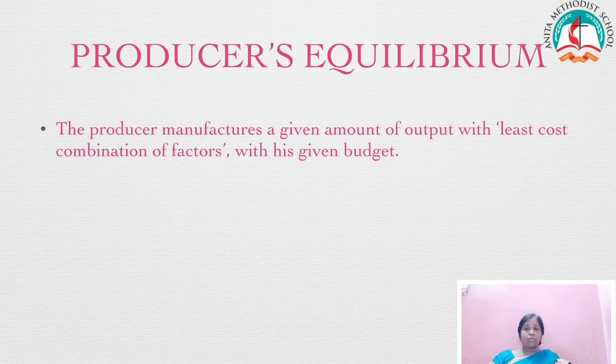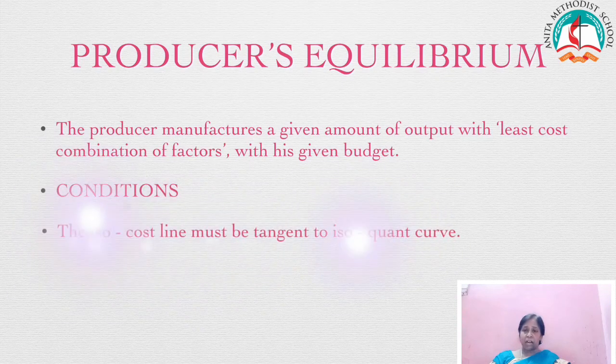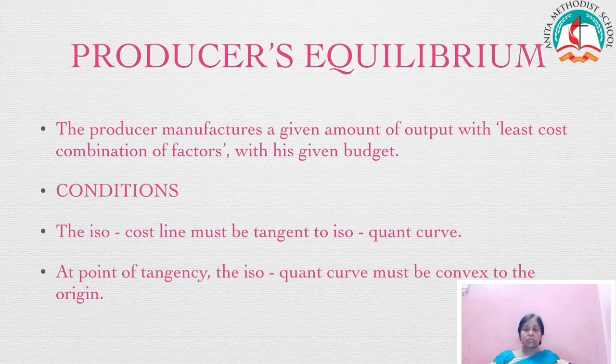For this, we have two conditions. First, the iso cost line must be tangent to the isoquant curve. The iso cost line is nothing but the budget line, which represents the given amount within which they have to produce the product. So the iso cost line must be tangent to the isoquant curve; it should touch the isoquant curve. That is the first condition. The second condition is that at the point of tangency, the isoquant curve must be convex to the origin. This is the second point.